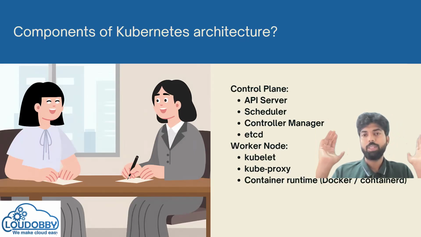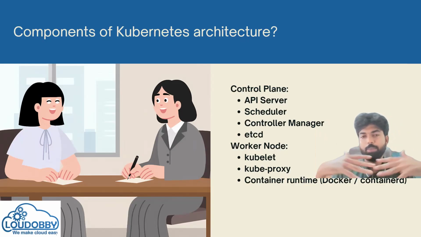Then the worker node has a kubelet, kube proxy, and container runtime. Container runtime is nothing but Docker or containerd. That is where your container is going to run. For this orchestration platform, either containerd or Docker, or some other container runtime, is required. Kube proxy is for network purposes, where all the worker nodes and the control plane will communicate.